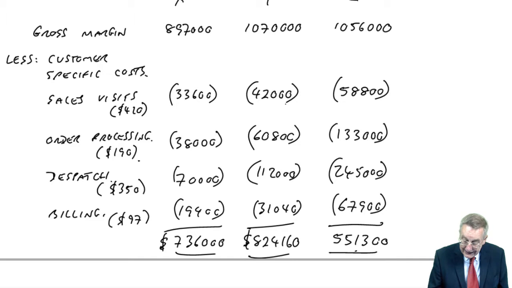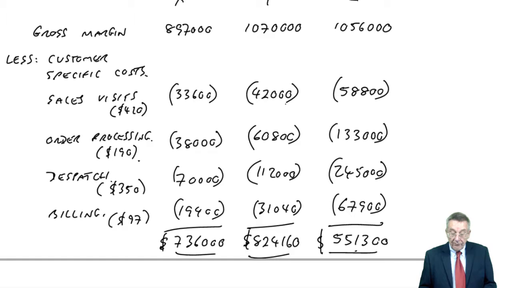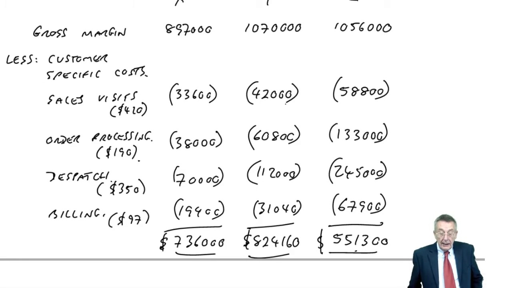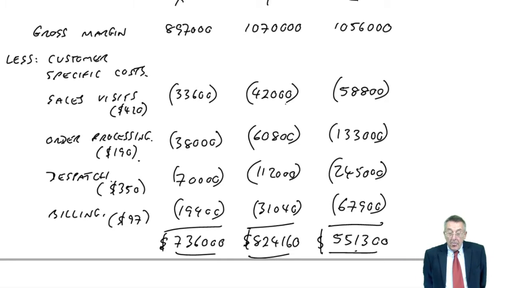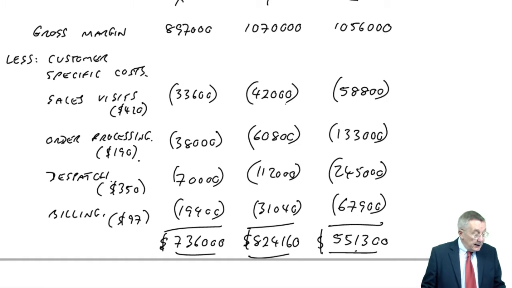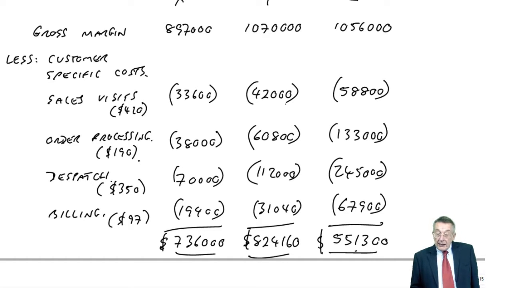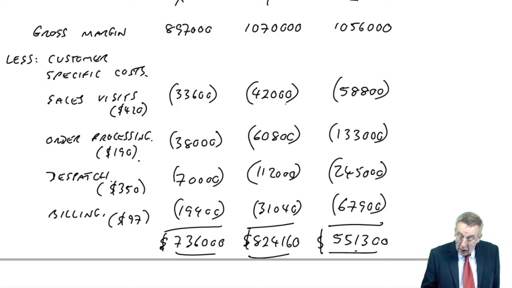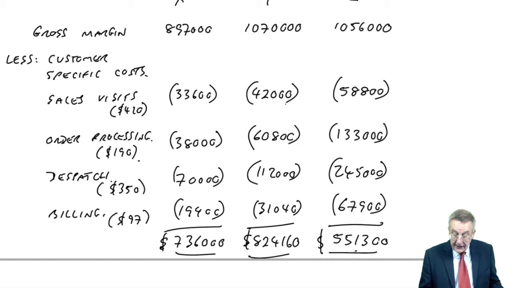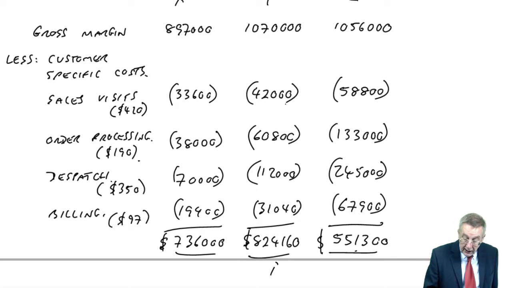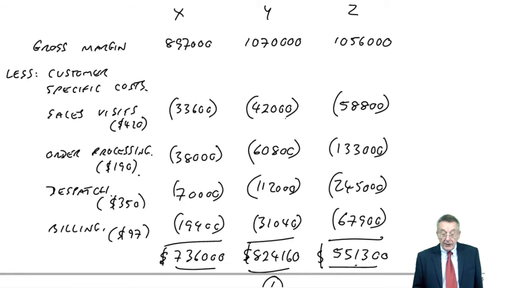$551,300. So arithmetically, I don't think too much of a problem. But what's the relevance of that? It asks us how should the customers be ranked. Well, it turns out that Y, remember, did have the highest gross margin, and Y, on this basis, does turn out to be best.